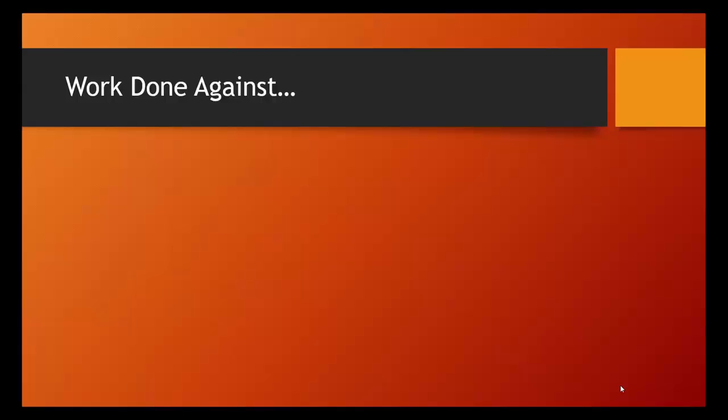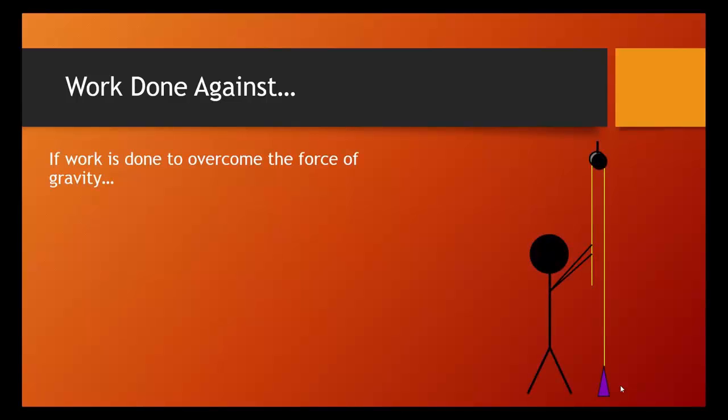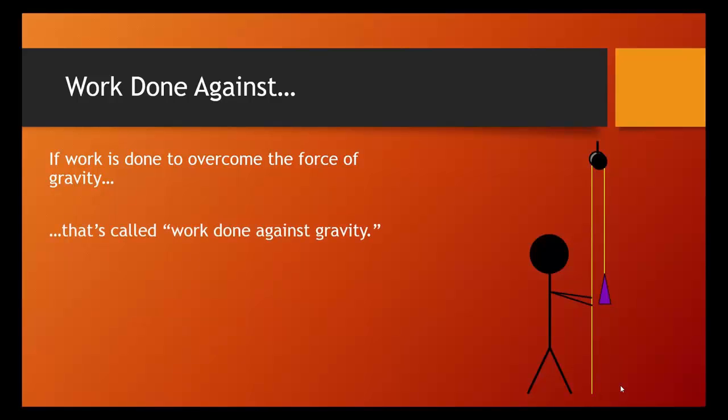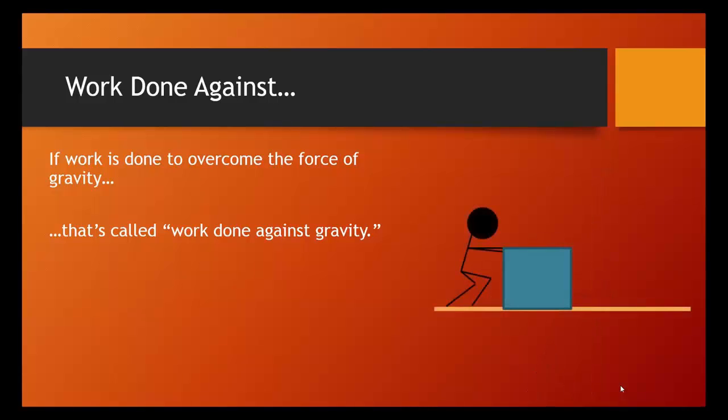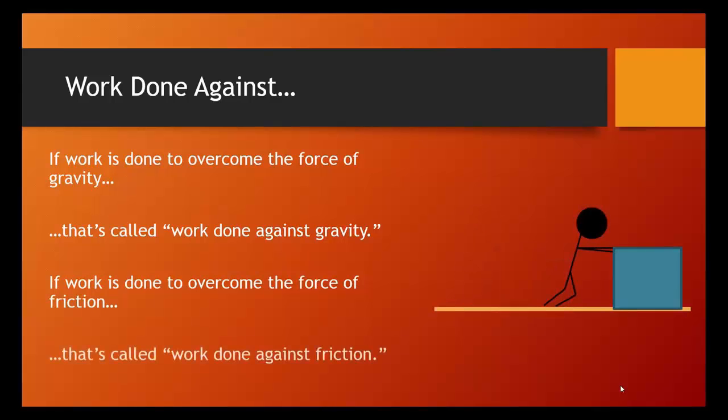A common phrase that you'll see is work done against, and then they'll name a force that you've learned about before. And I want to give you an idea of what this means so that you're not confused. So in this example that we've been looking at, work is being done to overcome the force of gravity. We're trying to lift this mass opposite the direction that gravity acts, and so this would be called work done against gravity. In a different example, this person is trying to move this box, and the reason it's difficult is because of friction. So in this case, the person is doing work to overcome the force of friction, and so this would be called the work done against friction. We'll talk about that more a little later, but I wanted to introduce you to this phrase.